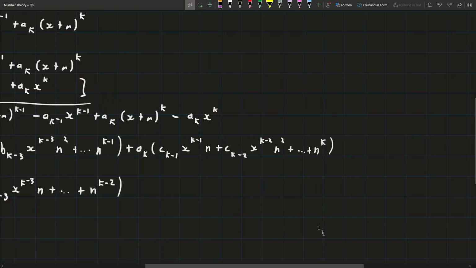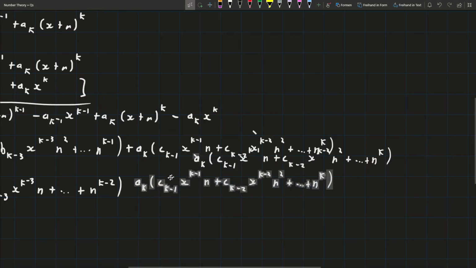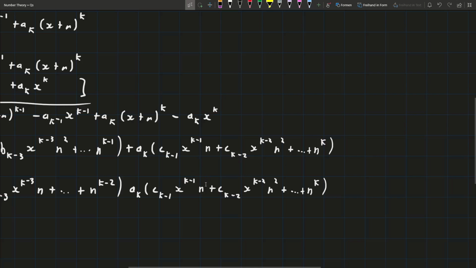Exact same story with this a sub k here. We're going to have the exact same thing, except because we factored out an n, this n is going to be gone. This n is going to go from n squared to being just an n. And this is going to go from being n to the power of k to n to the power of k minus 1 because we took out one of the n's.